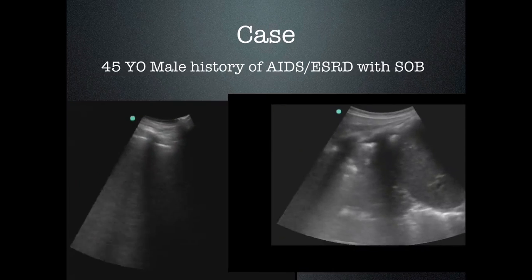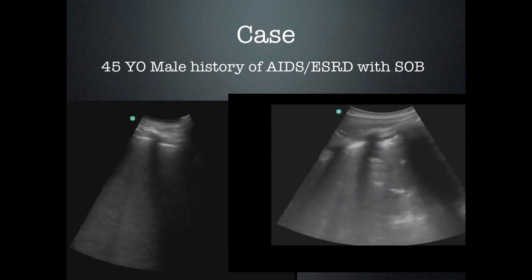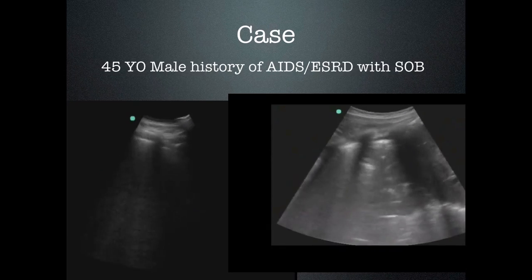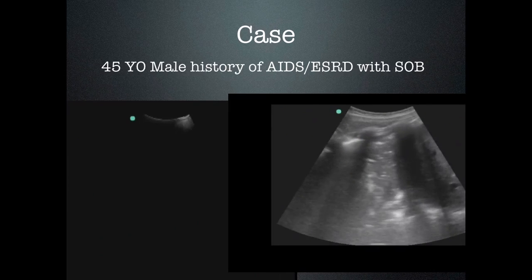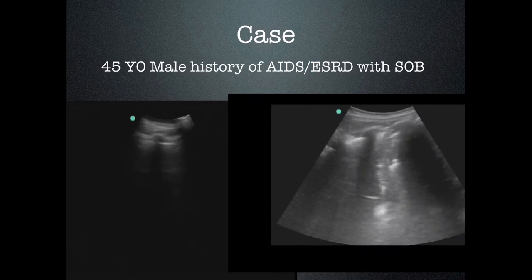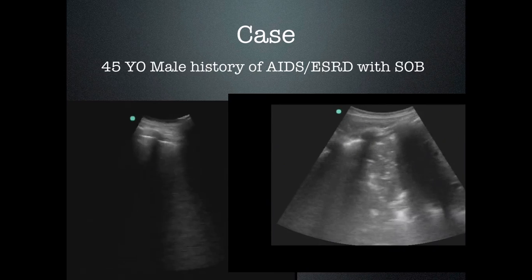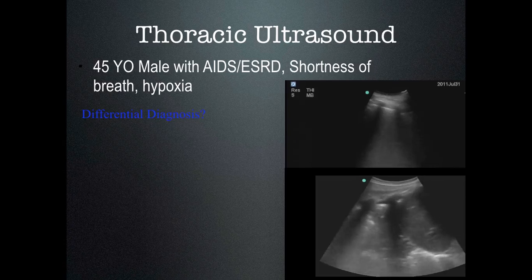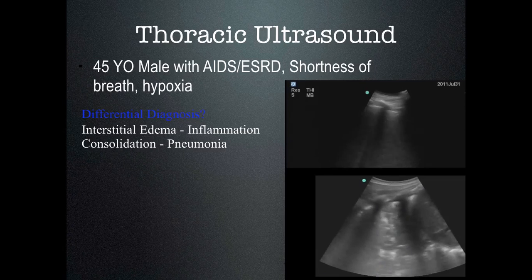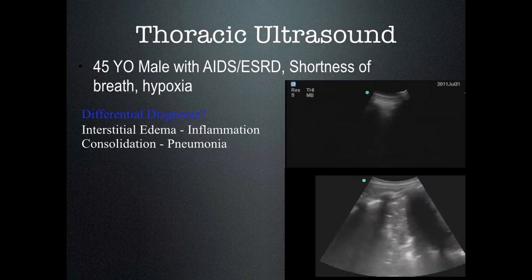So here we've placed our probe on the chest, and we're sliding around and we see lung rockets. As we slide around a little bit more on the right side, we see hepatization. So we know that he has a pneumonia. That was fairly easy because we saw it. It's a pneumonia. So what do the lung rockets represent? They represent interstitial edema, and in this case, that's inflammation. But we also found his pneumonia.